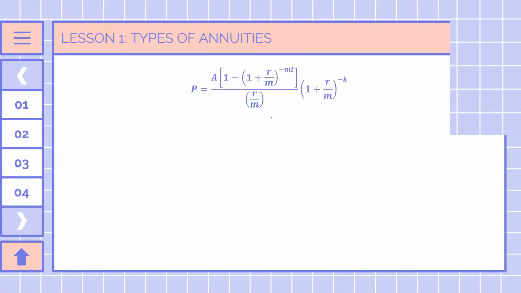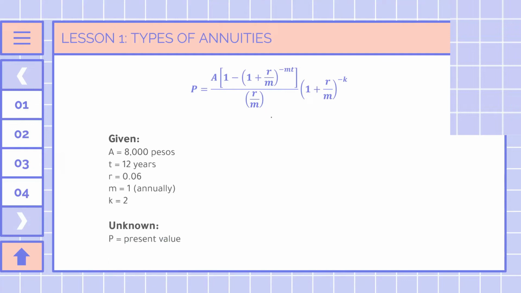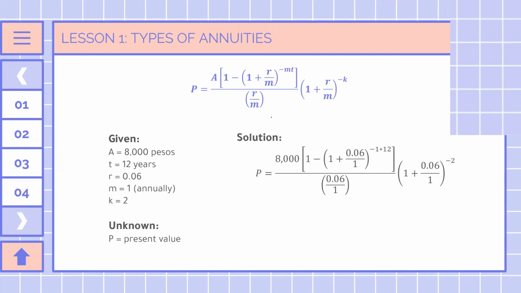So with this, we will use the formula previously stated. Then the given is A is equal to 8,000 pesos, T is equal to 12 years, R is equal to 0.06, M is equal to 1 because it is annually, and K is equal to 2. For the unknown, it is P, the present value. And for the solution, we will substitute the given A, T, R, M, and K to the formula above. So we will yield this one.